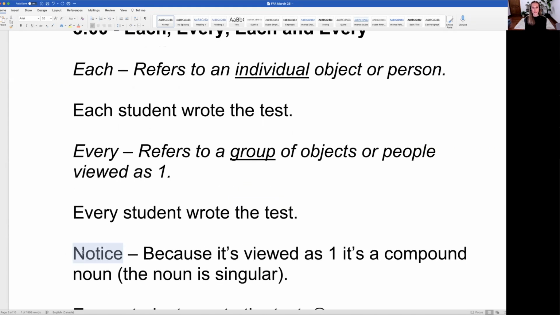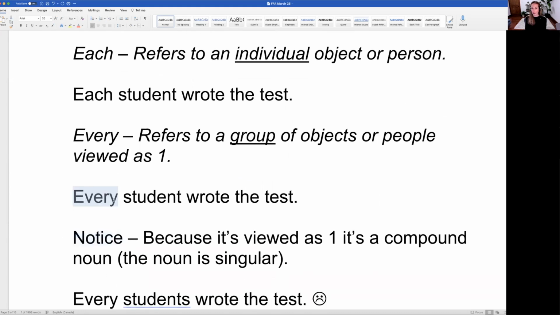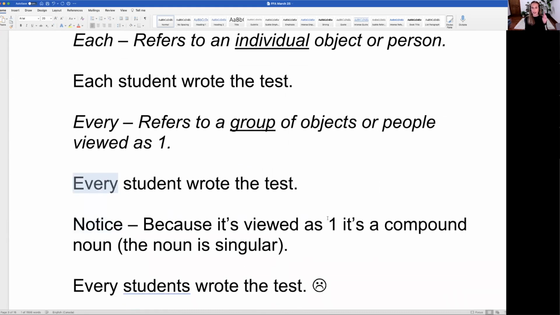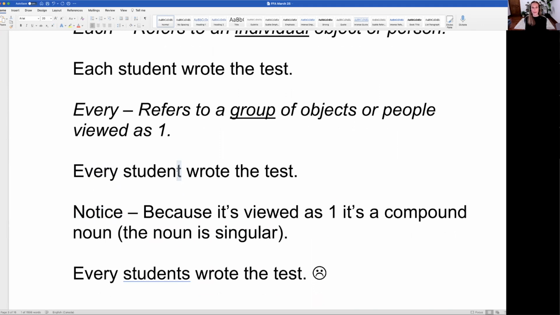Okay, notice with every here, because it's viewed as one, it's a group, then it's a compound noun. And that's important because notice our noun is singular. Because even though my group has three students in it, students, plural, but I'm viewing it as one. So as a compound noun, you want a singular noun. Every student wrote the test.